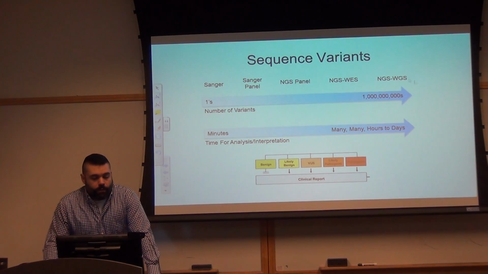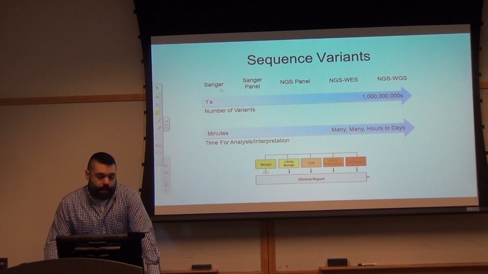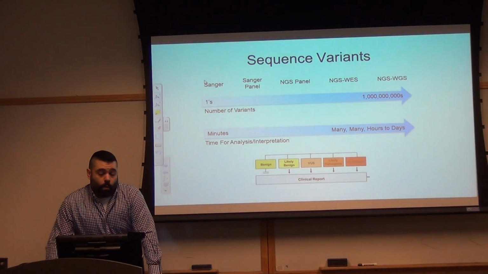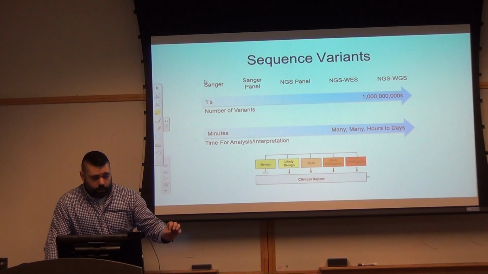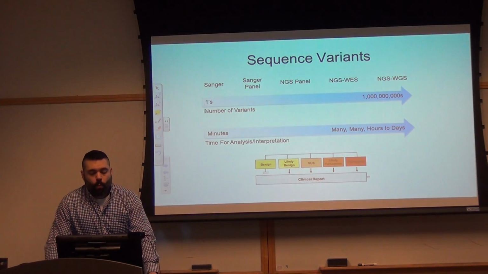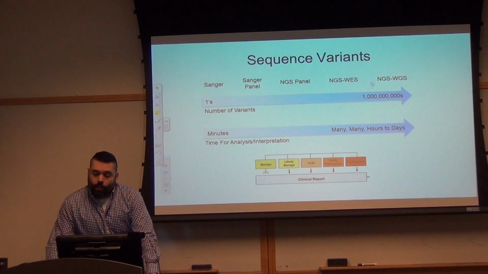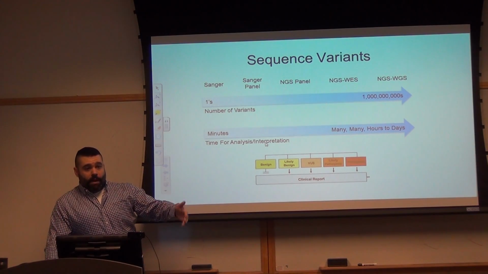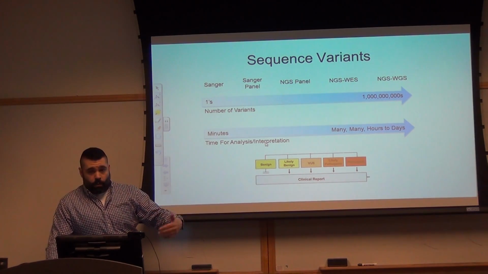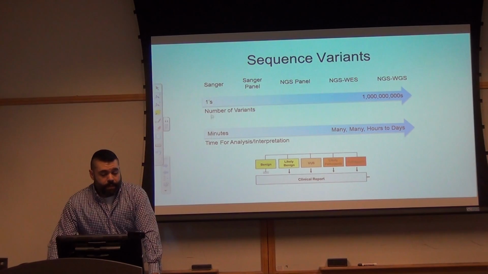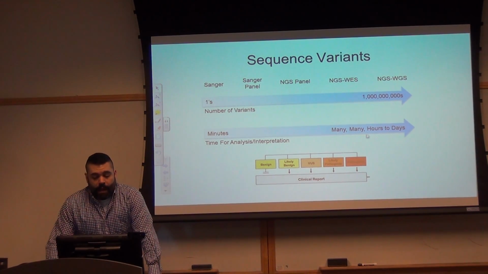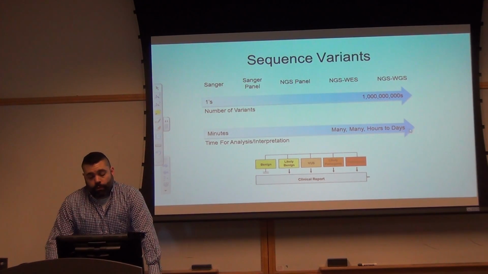So this is just an overview of the sequence variants that you can get. If you get Sanger sequencing, say either doing the targeted panel or targeted mutations or the whole gene, you're going to get ones of variants. When you get to the whole genome, you're going to get thousands of variants. So the time for analysis and interpretation, which I told you adds money to the test because you're adding hours and hours of work, goes from minutes, maybe for a panel of some 23 variants, to hours to days, depending on the whole genome sequence.